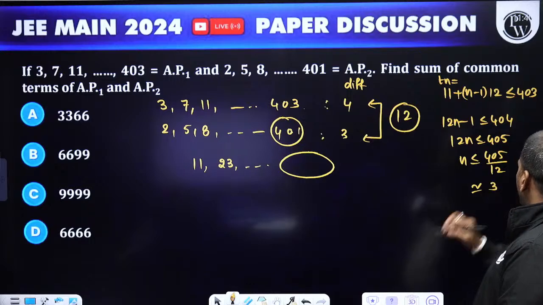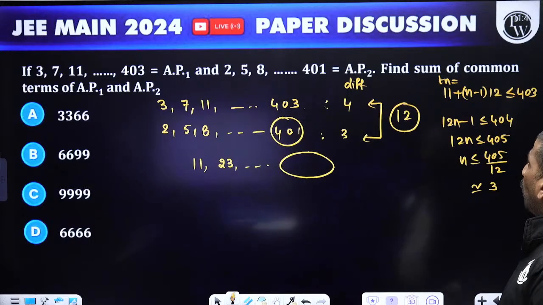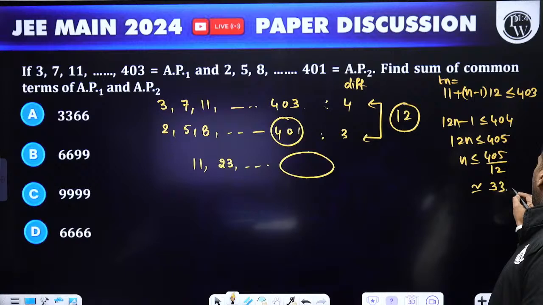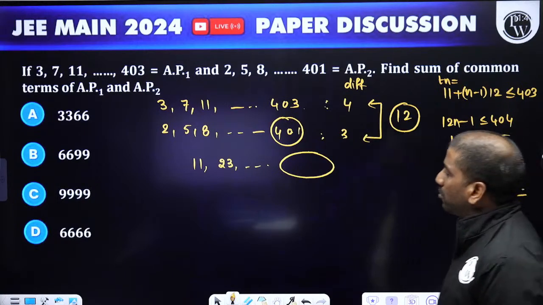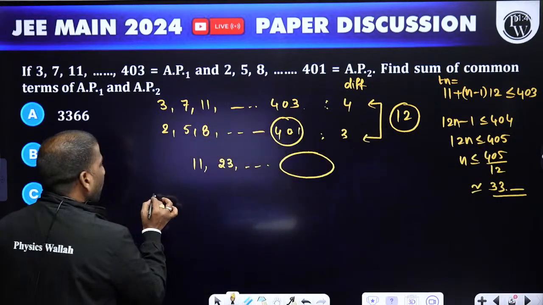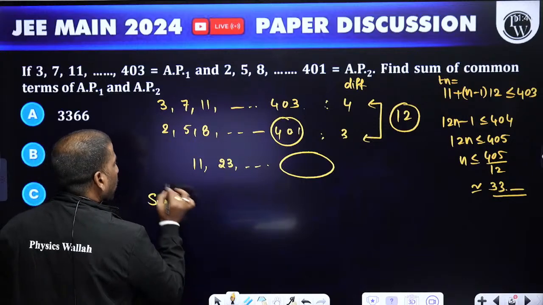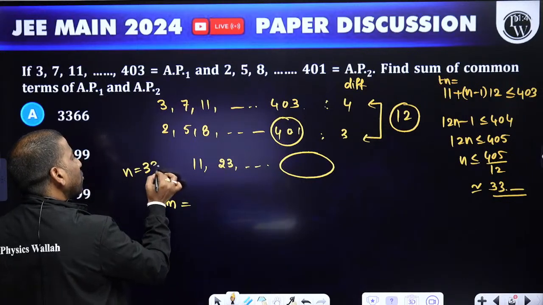12 3s are 36, 4, again 36, so 33 point something. So how many number of terms? Number of terms, n is equal to 33.